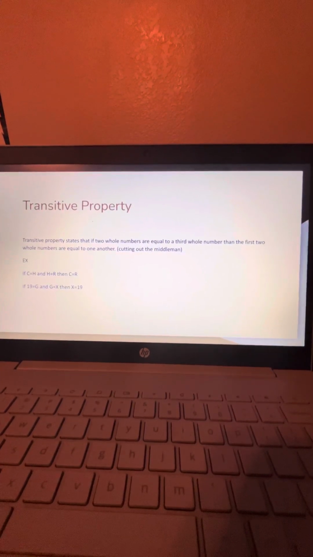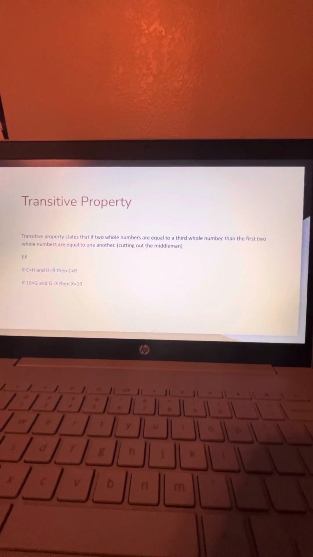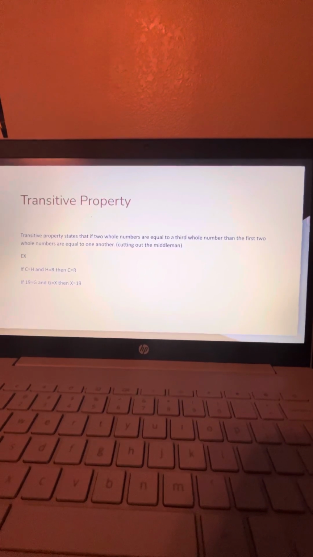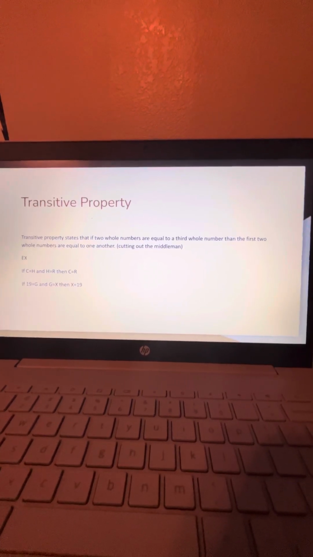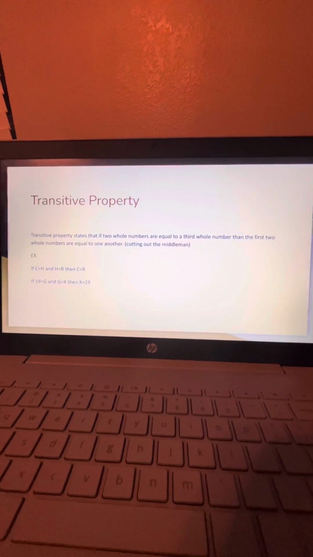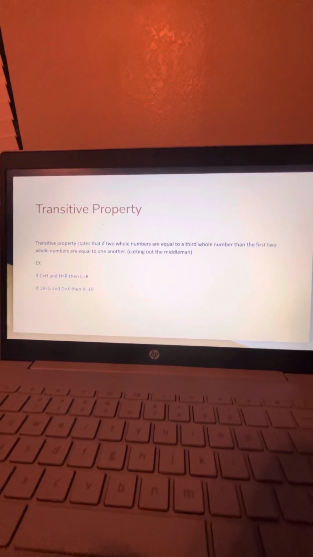All right, so this is a little bit more complicated. Quick explanation, you're just going to cut the middleman out. The transitive property states that if two whole numbers are equal to a third number, then the first two whole numbers are equal to one another. So if C equals H, and H equals R, then C has to equal R because they all equal one another. And if 19 equals G and G equals X, then X has to equal 19.